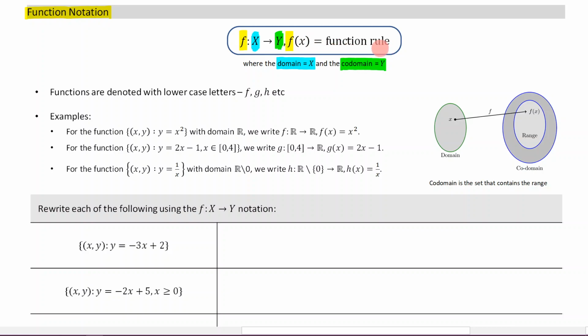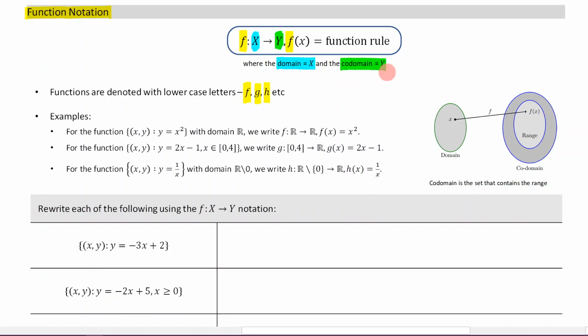So let's now break down each of these components. And then as always, once we go through an example, it will make a bit more sense. Functions are denoted with lowercase letters. Usually you'll see f, g, or h. So in this example, we've used f. Now, as we can also see, we have these two components to our function notation. We have our domain, and we've all seen the domain before. We know what it is. It's just all of the x values that are relevant to our function.